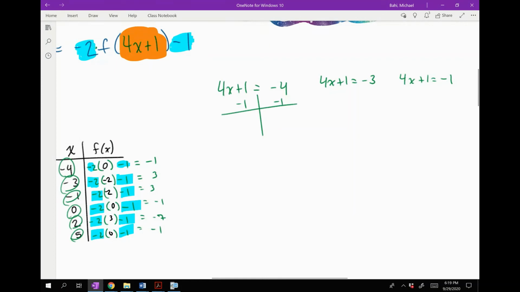So for this one, to get x by itself, I subtract 1 from both sides. This gives me -5, and I have 4x. Last step is to divide both sides by 4. By 4, x is equal to -1.25. Solving this one, subtract 1, subtract 1.